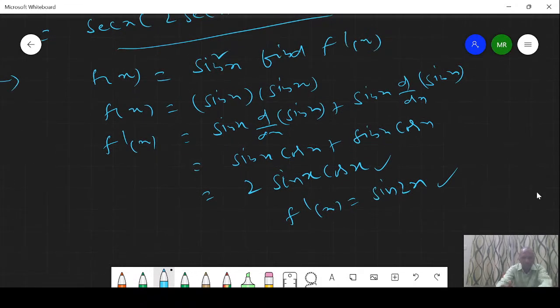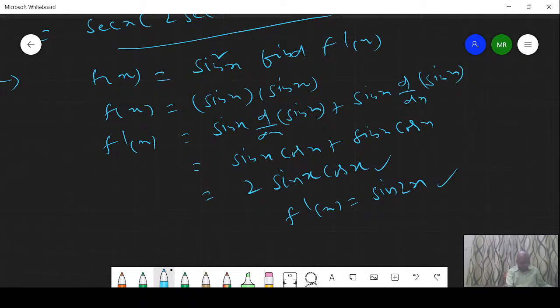When they are given sin square x, suppose they are given sin cube x. If you want, you can make sin cube x like sin square x into sin x. Again you apply this. Again sin square x, again you can split. That way you can continue. So right now we learn this. Later we will discuss how to find the derivative of sin cube x, sin power 4, sin x whole power any power, I will explain that. Next one.